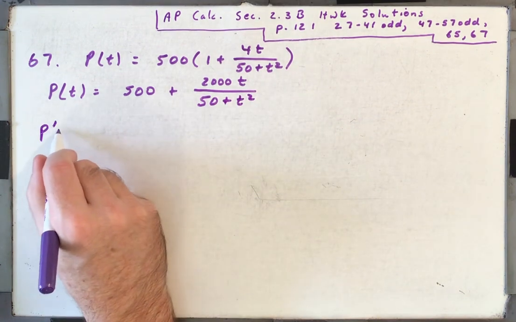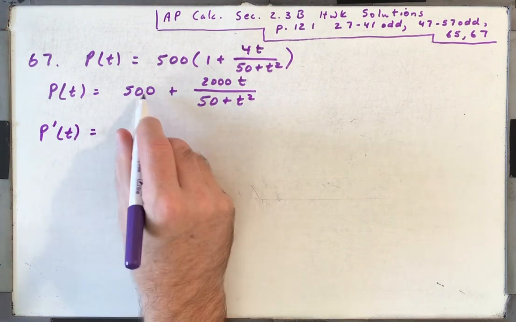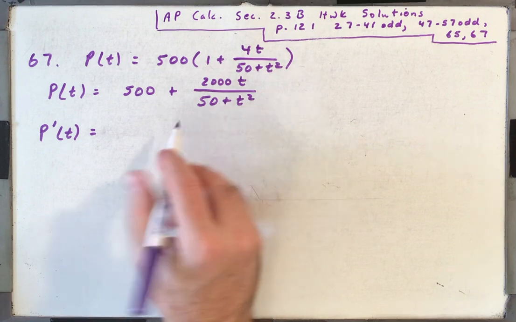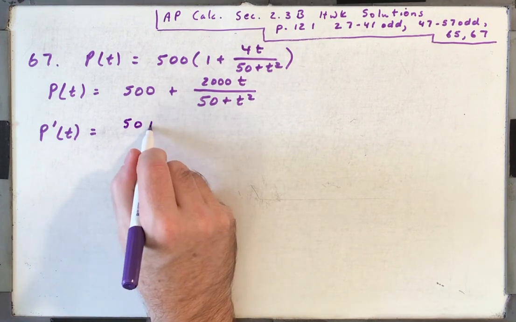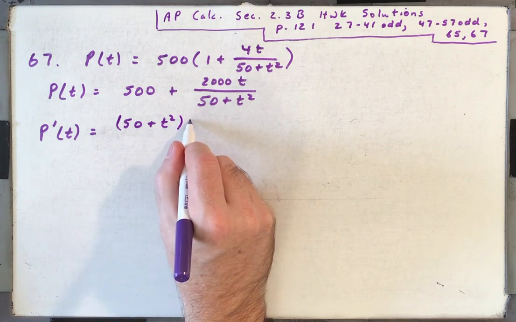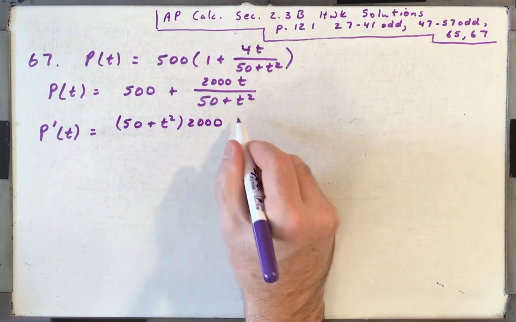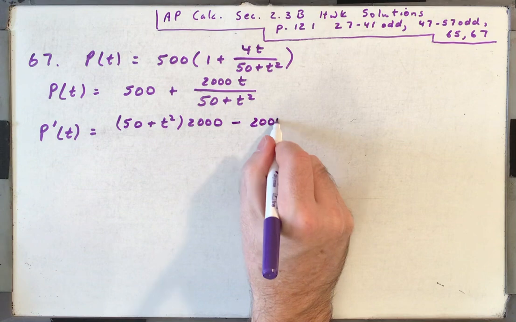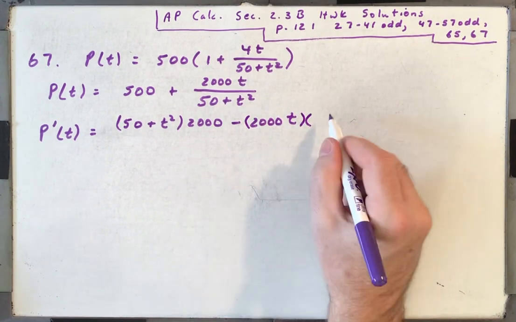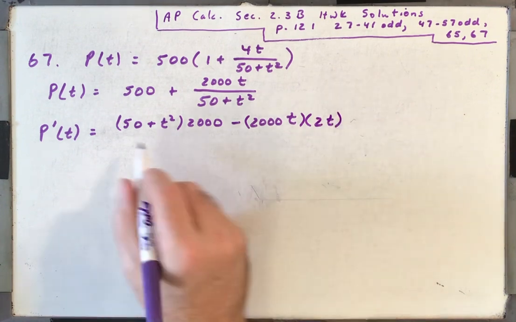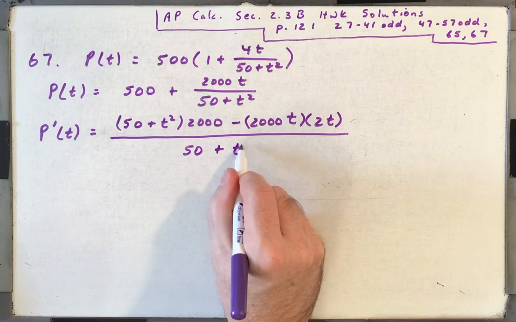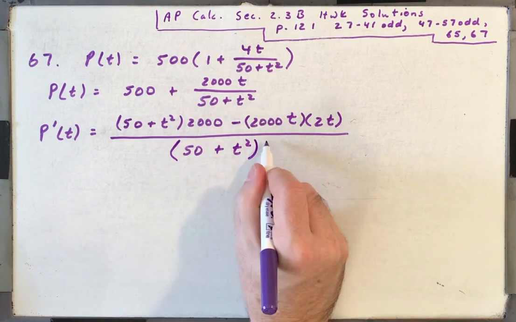So to get a rate of change, we're going to take a derivative. Derivative of 500 is 0. So we've got the bottom, 50 plus t squared, times the derivative of the top, 2,000, minus the top, 2,000t, times the derivative of the bottom, 2t, all over 50 plus t squared, all squared.